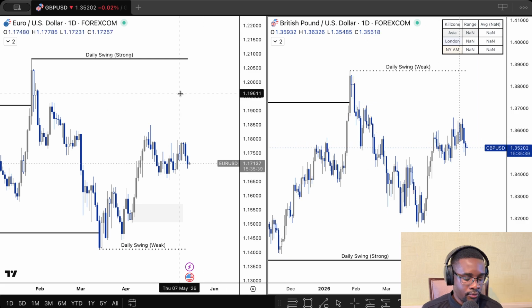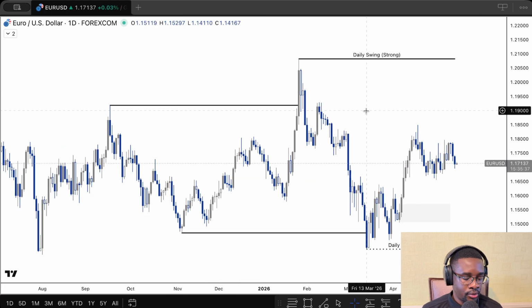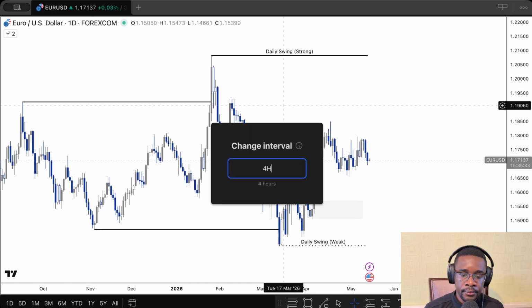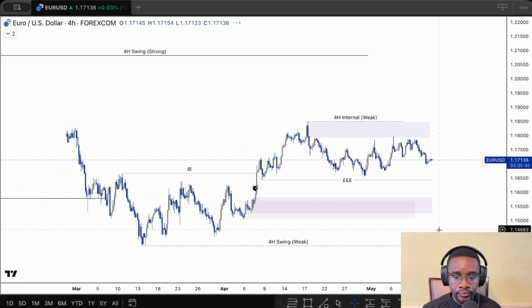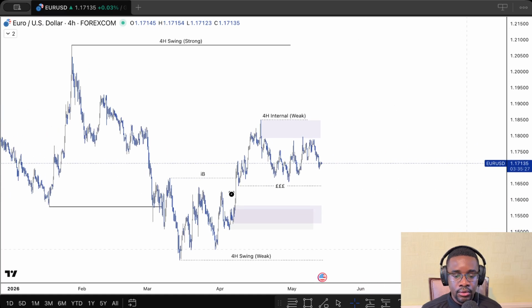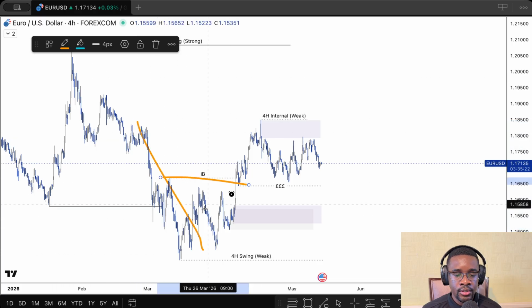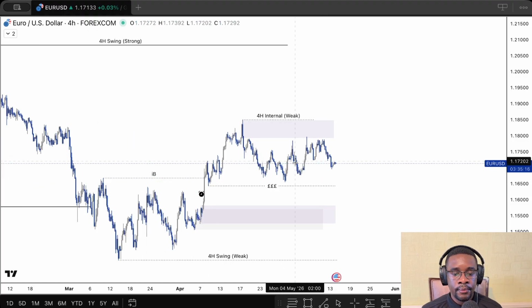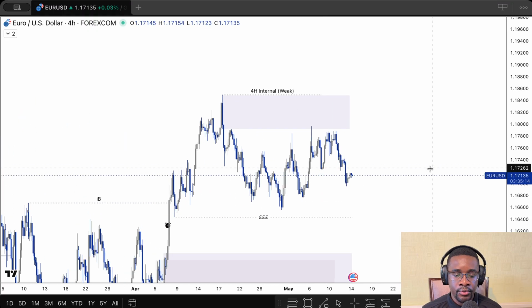So looking at the 4 hour, let's jump onto the EUR USD, and then go to the 4 hour. So we know that the swing is bearish. This is my swing range, and then internally we are bullish, and then price was pretty much stuck in this range. It's still stuck in that range.